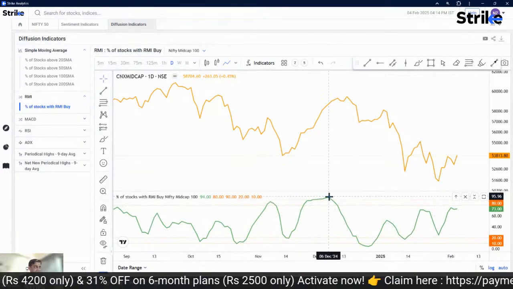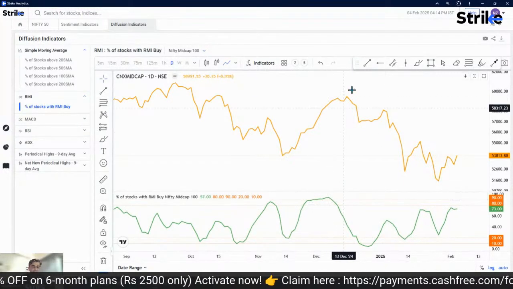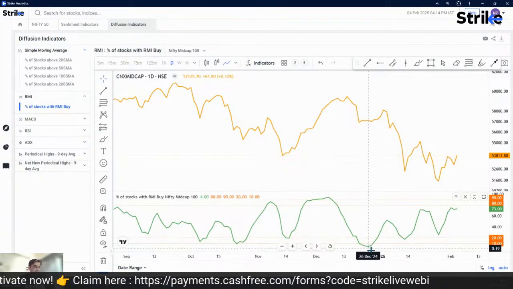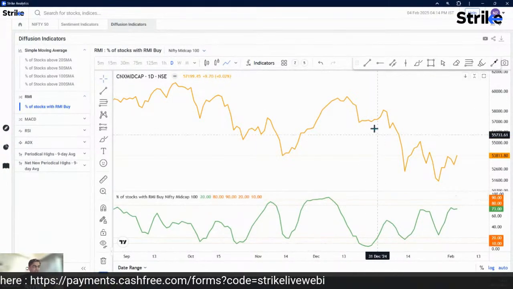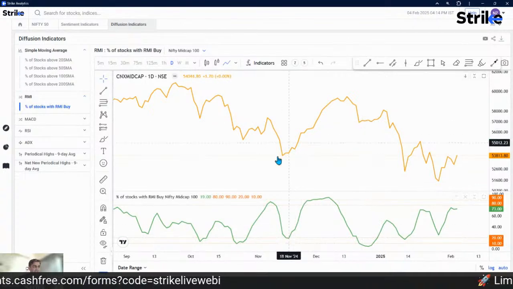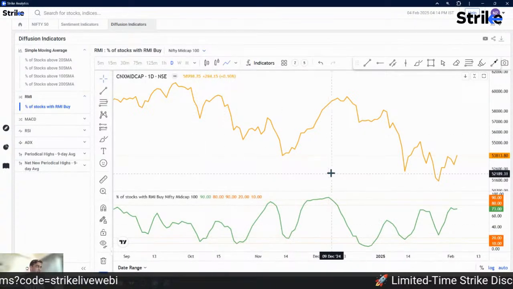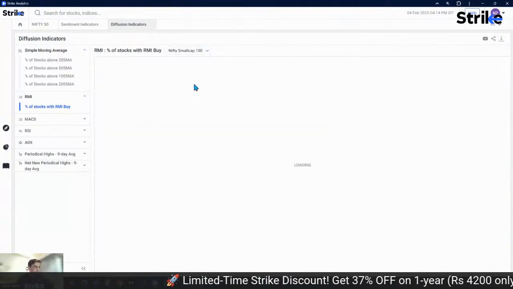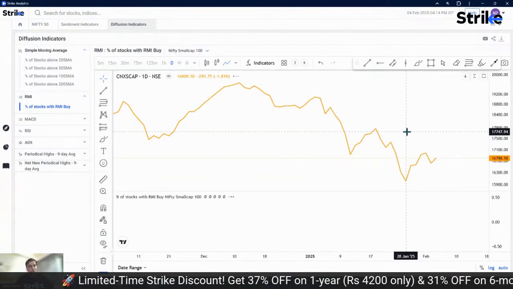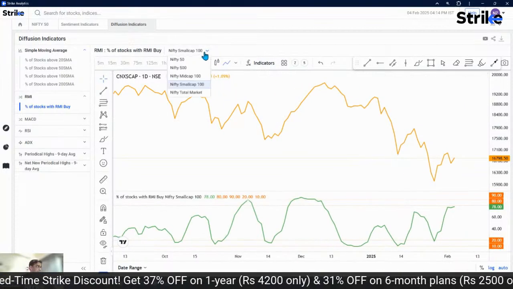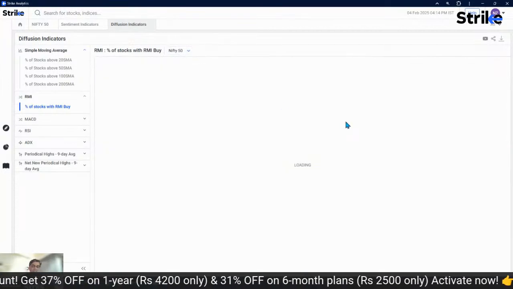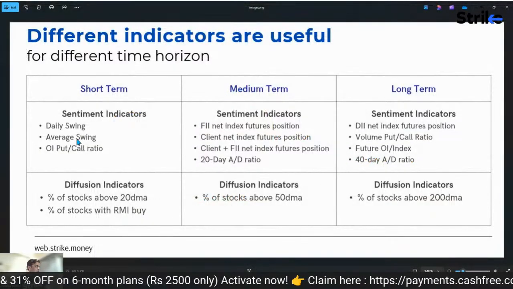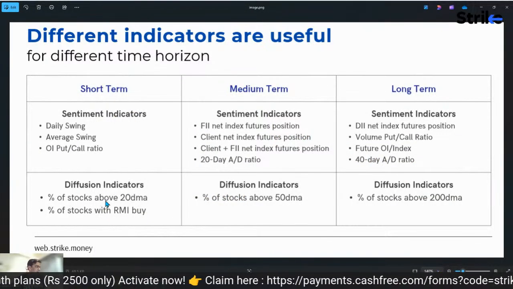And when this reaches a higher end of the extreme level, we can see a kind of a top forming. And similarly, when it reaches the extreme bottom over here, we can see a kind of a bottom forming over here. So this also works really beautifully for mid cap 100. You can see it for small cap 100, or you can also see it for Nifty 50, Nifty 500, whichever index you would like to have a look at. So these diffusion indicators are for short term.